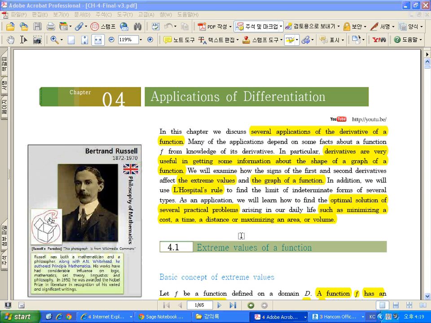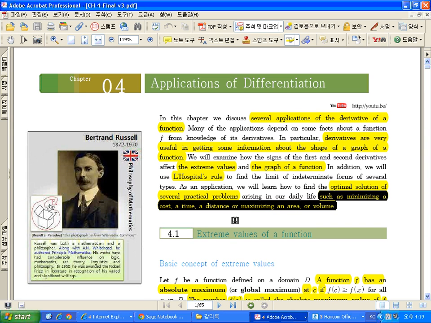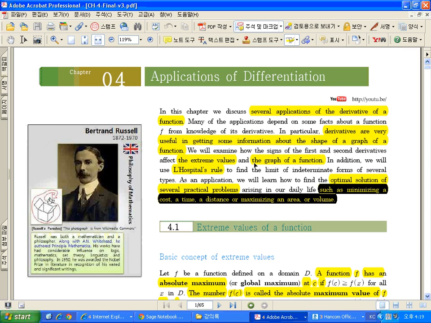And section 4.1. Okay. Chapter 4 deals with the application of differentiation. In this chapter, we will cover several applications of derivatives of a function, and these derivatives are very useful in getting some information about the shape of the graph of a function.